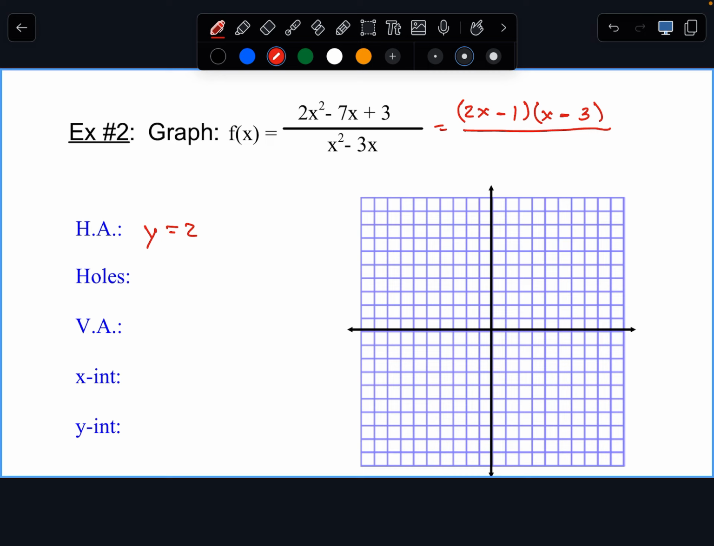Both of them are negative. Questions on that? Doing okay? Coming back to you, hopefully.